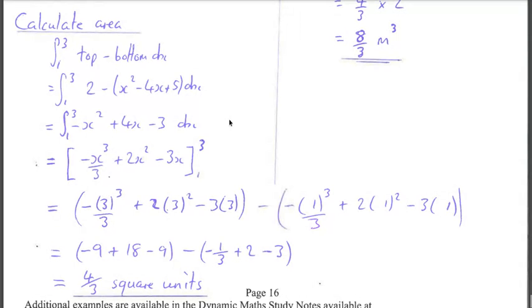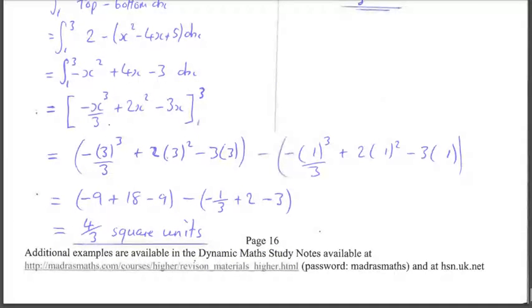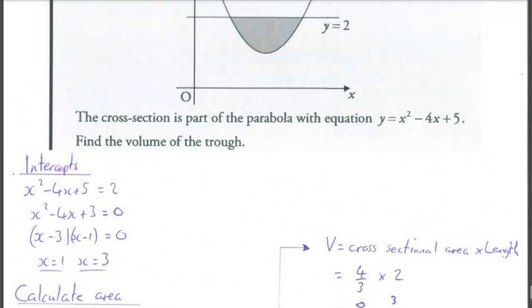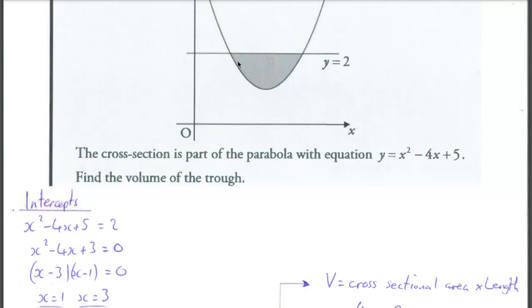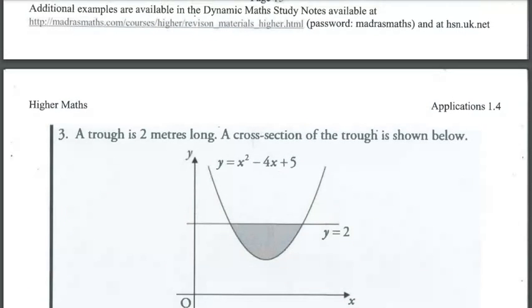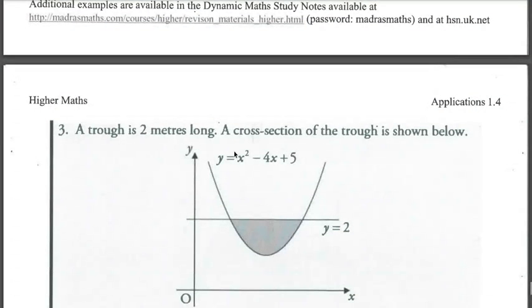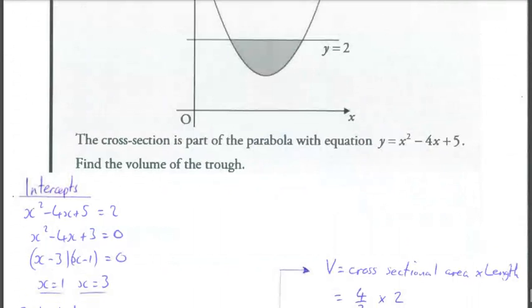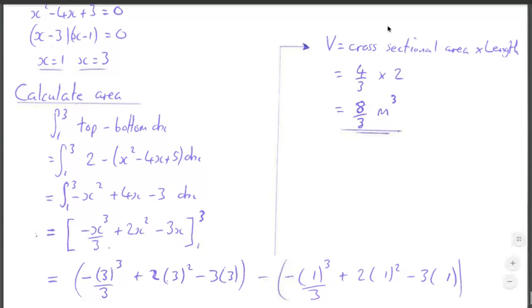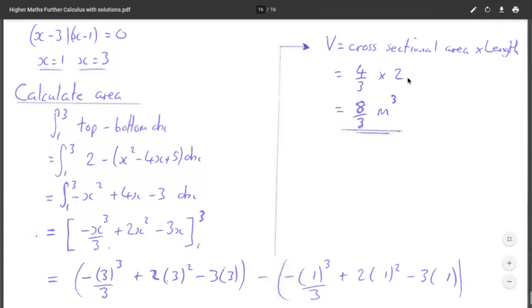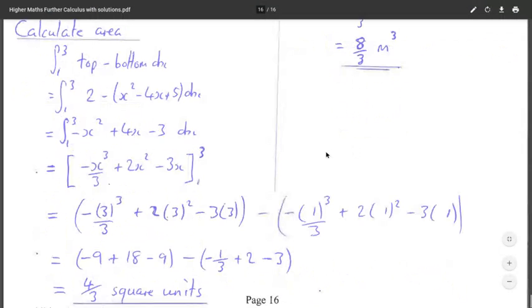Now, have we answered the question yet? Well, we haven't actually, have we? The question said, find the volume of the trough. This area is 4/3 square units, and the trough is 2 meters long. So the volume would be the cross-sectional area multiplied by the length, so 4/3 multiplied by 2, which should be 8/3 meters cubed.